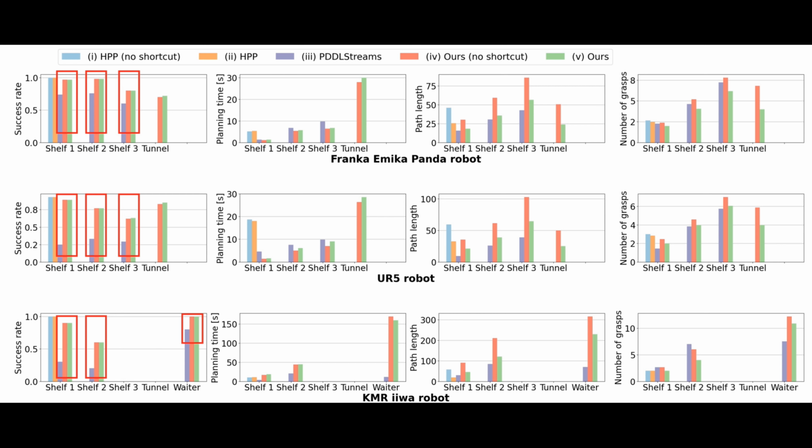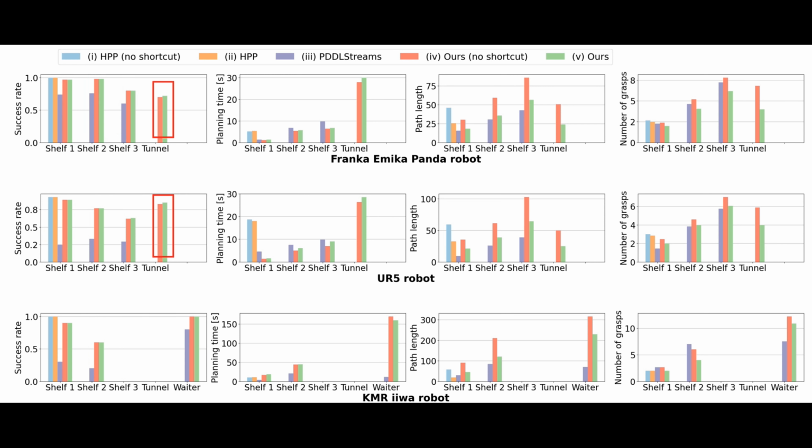And for the tunnel task, the state-of-the-art planners fail to solve the task due to the difficulty of discovering the narrow passage. The proposed approach takes advantage of the available demonstration to discover the narrow passage and manages to find a path for the non-mobile robots.